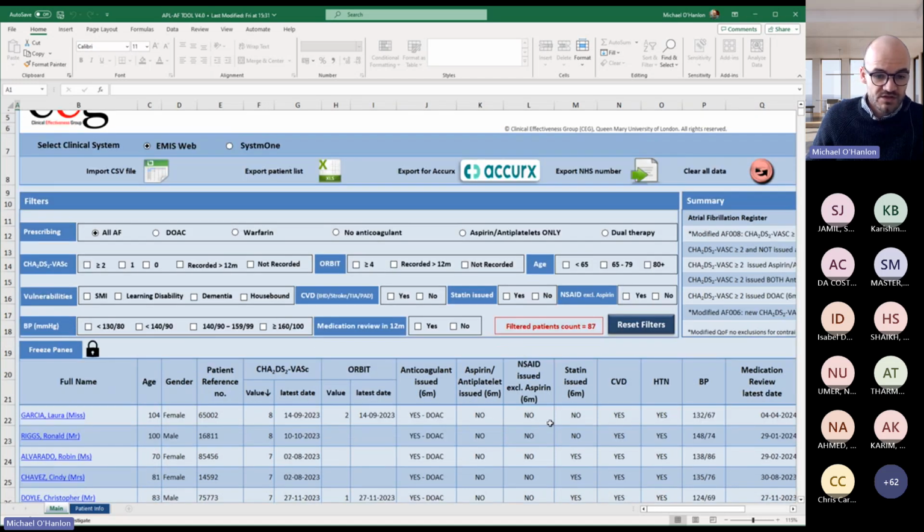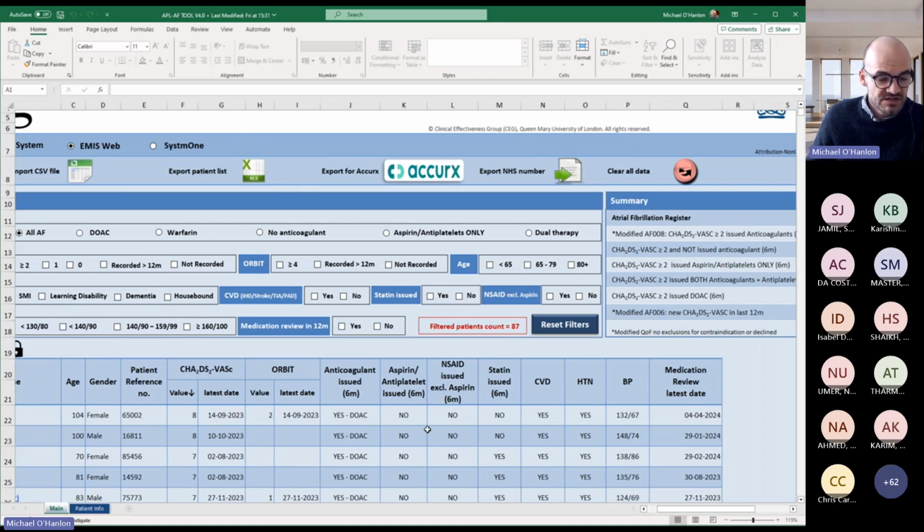You also have for each patient an overview of key parameters for that patient, so some demographic data, and then alongside things like medications they're on, relevant clinical scores, and other cardiovascular risk factors. So whether they've got cardiovascular disease, hypertension, what their latest blood pressure was, and when their last medication review date was.